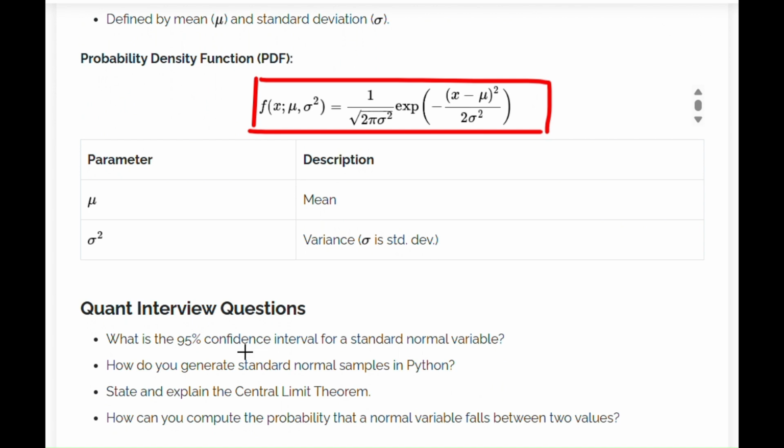What is the 95% confidence interval? For standard normal, it's minus 1.96 to plus 1.96. How do you generate standard normal samples in Python? Same as we saw for all other distributions. State and explain the central limit theorem. We already just discussed it. How do you compute the probability that a normal variable falls between two values? You calculate the CDF at both of these values and take the difference of those.